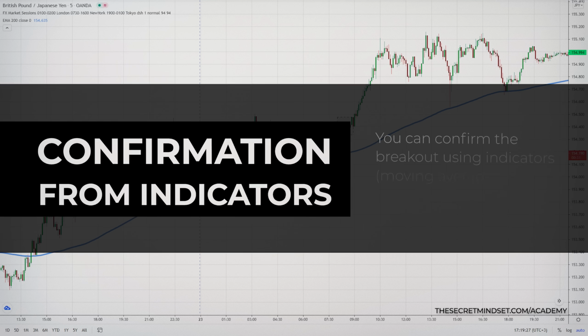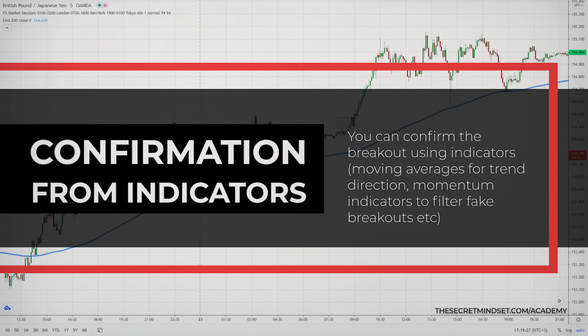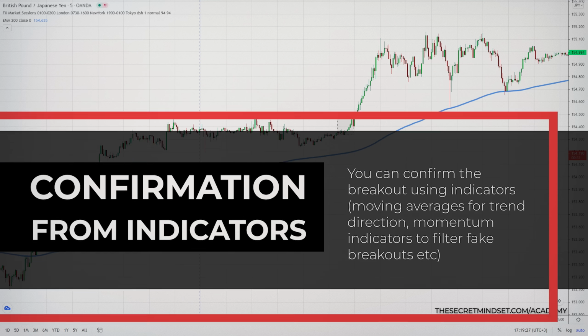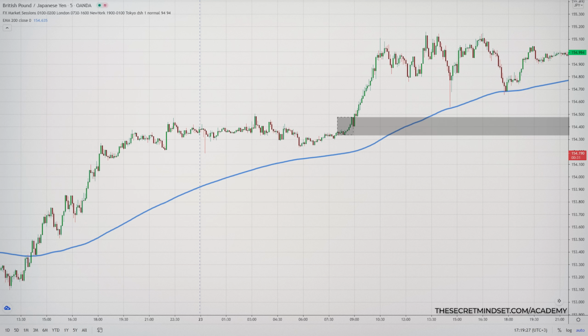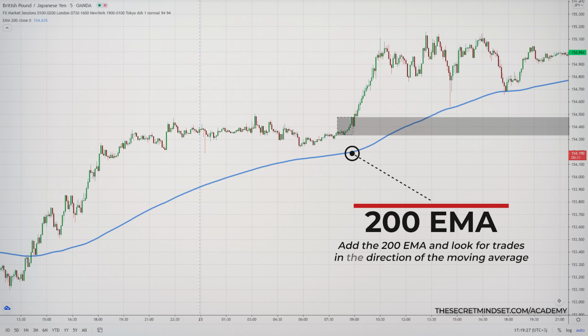If you prefer confirmation from indicators, moving averages are perfect for this strategy, because they are great to identify the market direction as well. If you want to use moving averages as a filter, you can apply the 200 EMA and then only look for trades in the direction of the moving average.